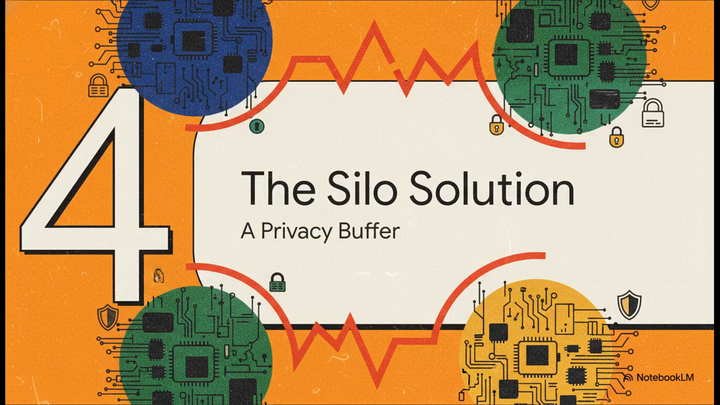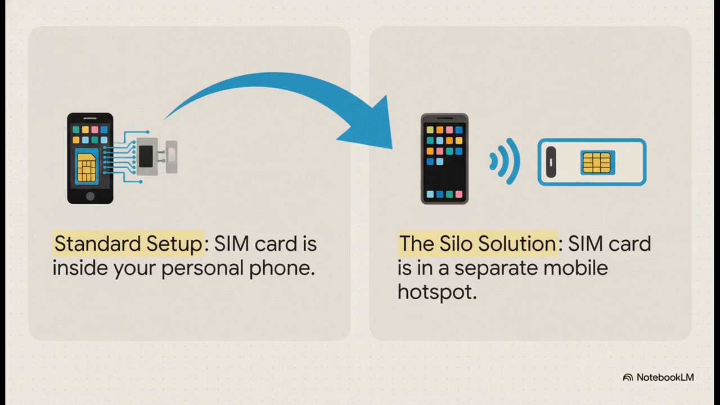Okay, so the problem is literally built into the hardware of our phones. What in the world can we do about it? Well, there's a really smart strategy called siloing, and it's all about creating a privacy buffer. The idea is actually pretty straightforward, but it's super effective. You take the SIM card, and with it, that whole secret world of the baseband processor, and you move it out of your personal phone. Where does it go? Into a separate, dedicated mobile hotspot.